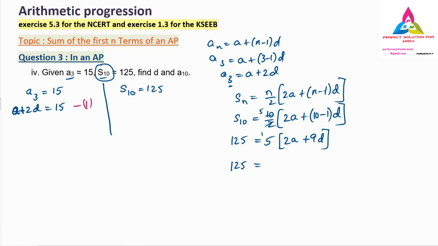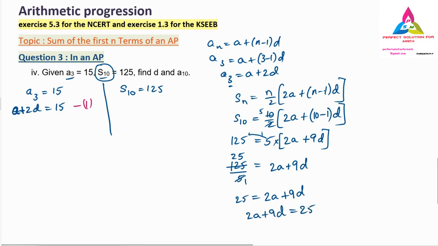But now we will shift this 5 to the other side. What will happen if we shift that 5 to the other side? It will divide, that is equals to 2a plus 9d. So 5 1s are 5, 5 2s are 10, 5 5s are 25. So 25 is equals to 2a plus 9d. This can be rewritten as 2a plus 9d is equals to 25, and this is our second equation with unknowns, because a value we don't know, d value we don't know. So we take this as equation number 2. We found that 2a plus 9d is equal to 25.